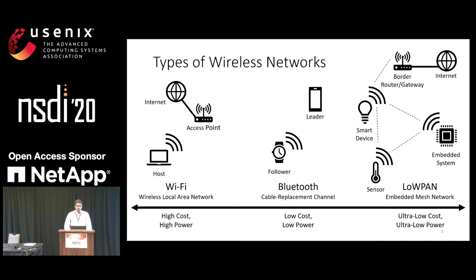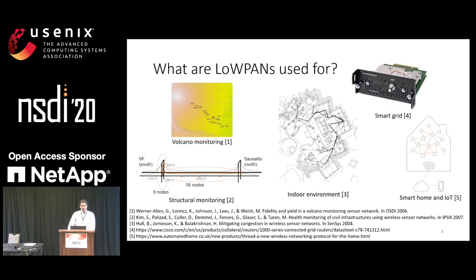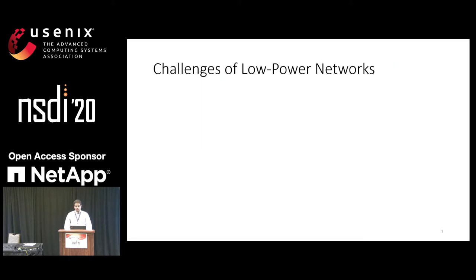So LoWPANs are useful for a variety of applications, scientific applications like environmental monitoring and structural monitoring, and also in indoor environments. So for example, there's recently been a commercial push to integrate LoWPAN technology into the smart home and IoT space. But despite being useful for all these applications, they also come with a variety of challenges.